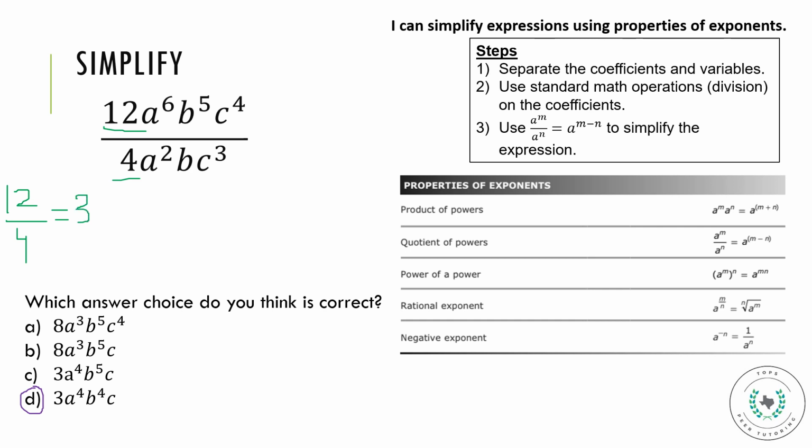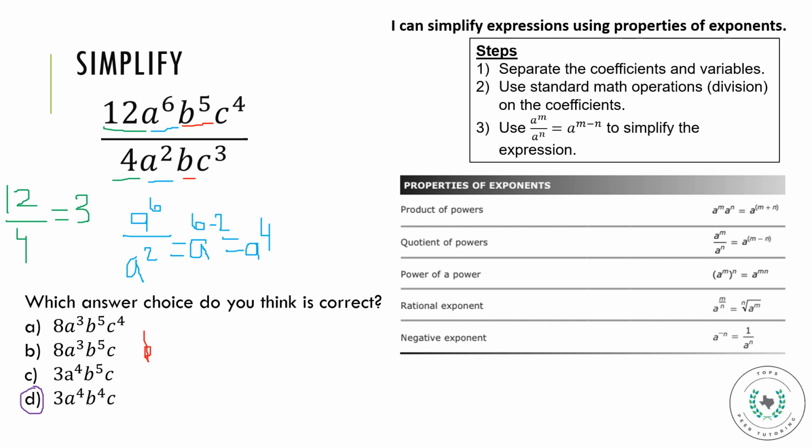Now we can do each of the variable with exponent values. So we do the A to the power of 6 over A to the power of 2 to get A to the power of 6 minus 2, which is A to the power of 4. We can now move on to the B values. So we have, I will work over here now, just so there's more space.